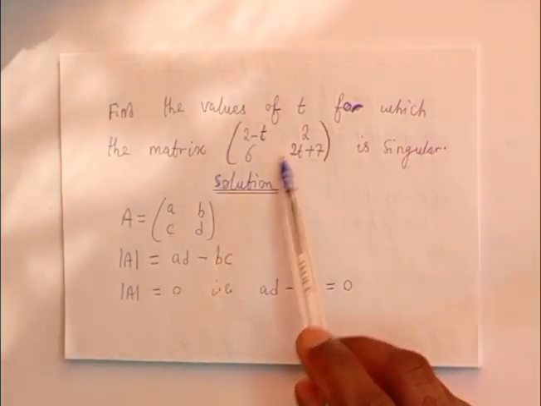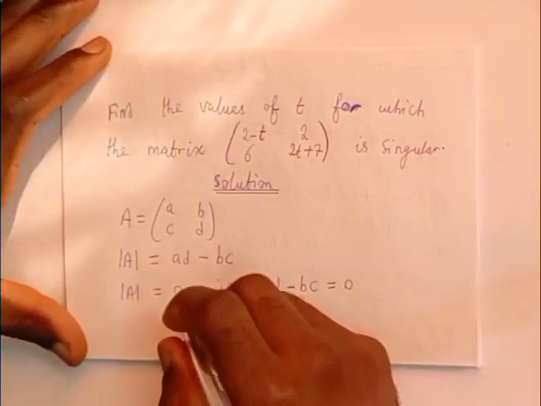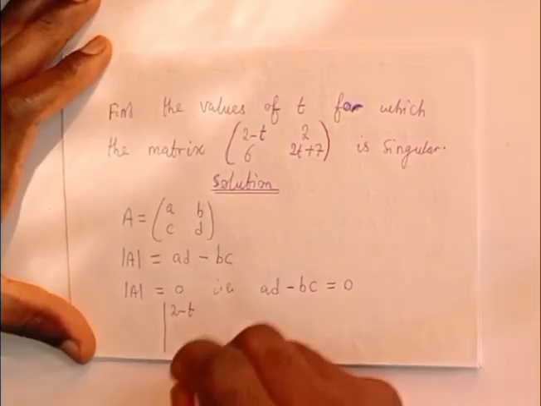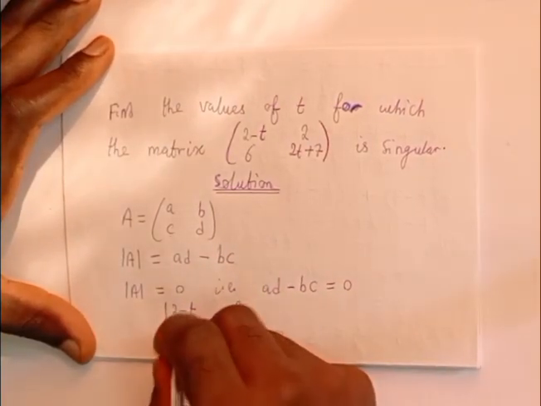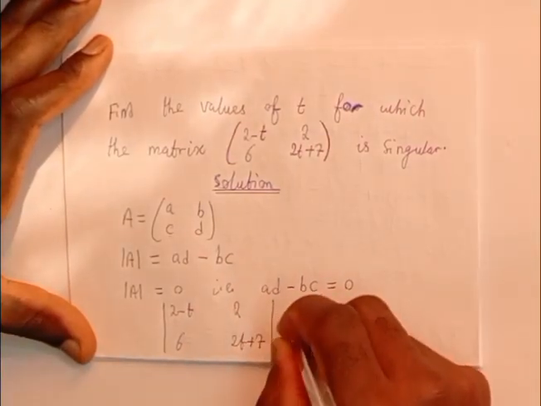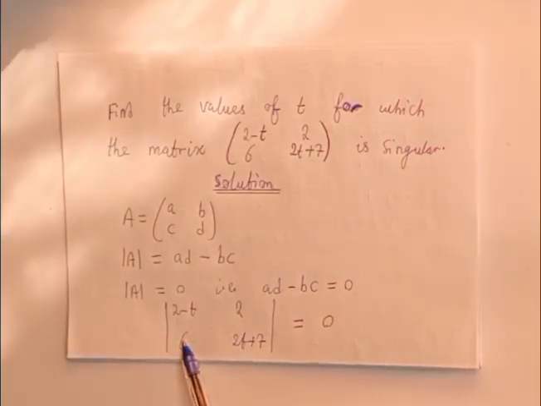So for this matrix to be singular, the determinant must be equal to 0. That means we are going to equate the determinant of the matrix with entries 2 minus t, 6, 2, 2t plus 7 to 0. For us to get the determinant, we take the product of the entries on the leading diagonal minus the product of the entries on the alternate diagonal.